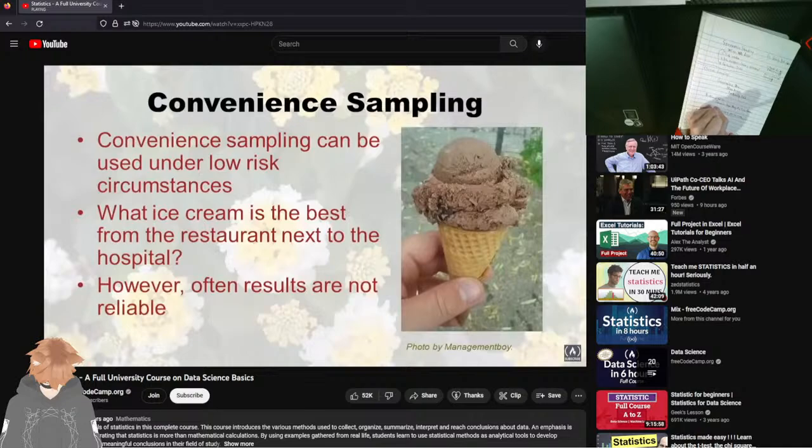Convenience sampling can be used under low-risk circumstances, like if the findings of what you're doing aren't really that important. For instance, let's say that you wanted to know what ice cream is the best from the restaurant next to the hospital. Let's say a new restaurant opens up, and you're going to go off your diet to get some ice cream, but you don't want to waste it, right? So you want to ask people what's the best one. You might ask your coworkers. You might ask the people at the restaurant, hey, what's the best ice cream? But the results are not so reliable because you might end up on Yelp and see that other people disagree.